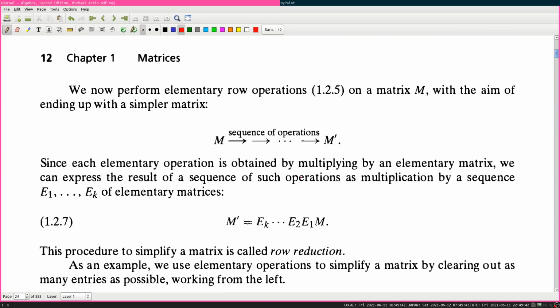Okay, we now perform elementary row operations 1.2.5 on a matrix M with the aim of ending up with a simpler matrix. Okay, so this is very vague at first, but what he's going to get to is row-reduced echelon form.